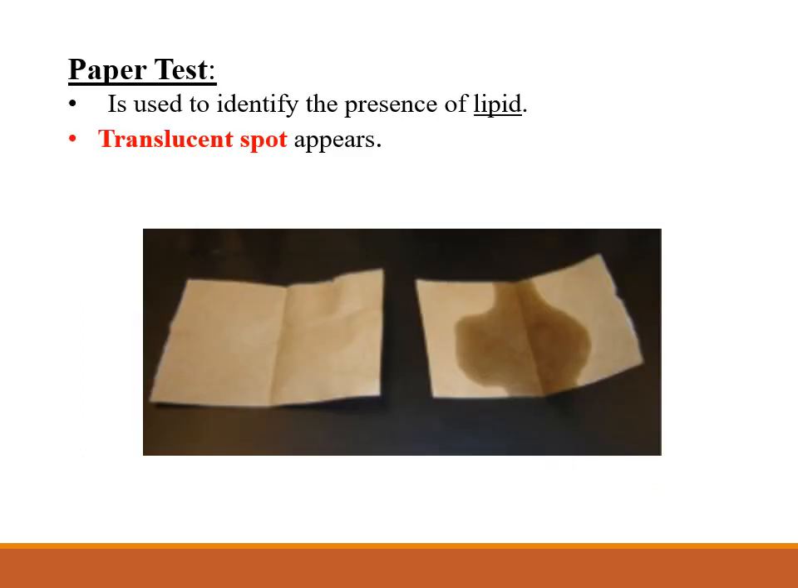The last test is the paper test, which is used to identify the presence of lipid. After putting some drops of oil, for example, on this paper, a translucent spot appears, and this means that there is lipid.